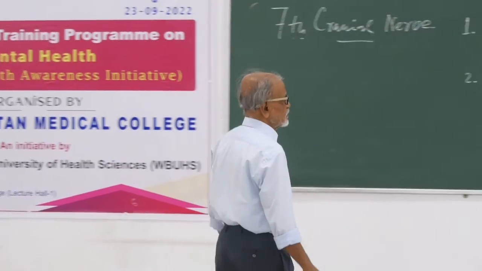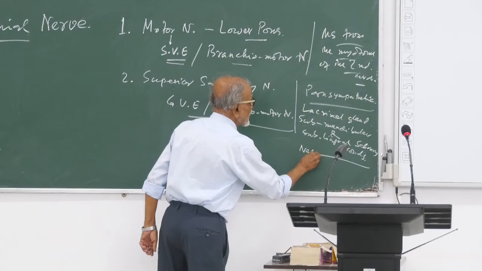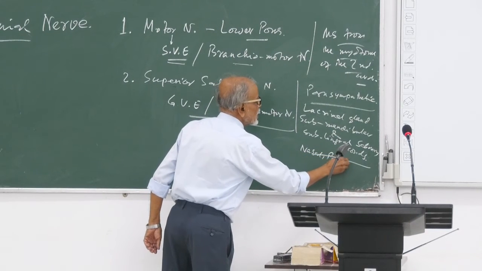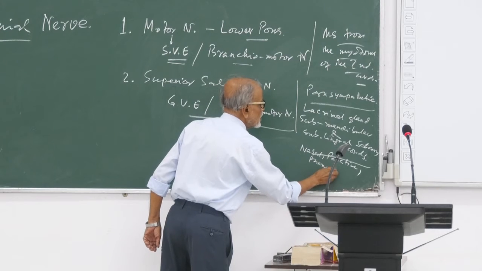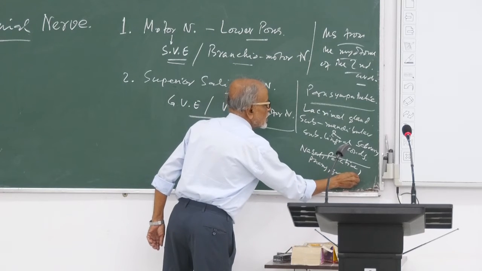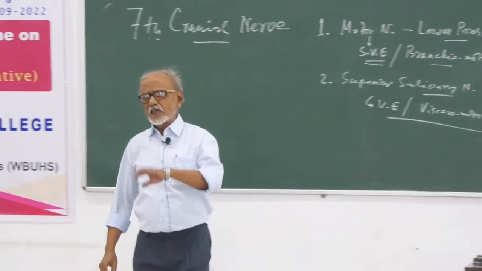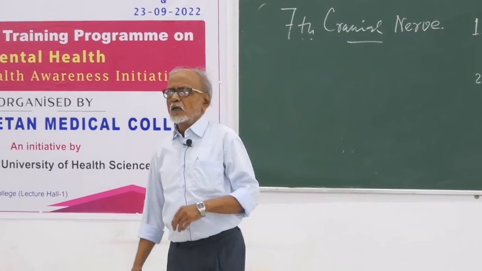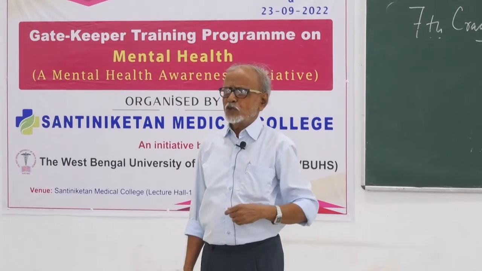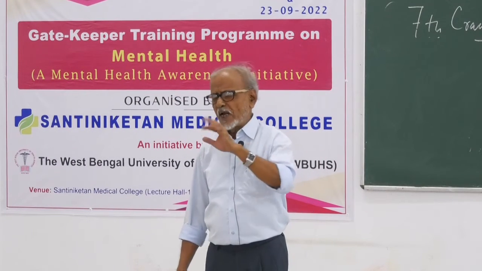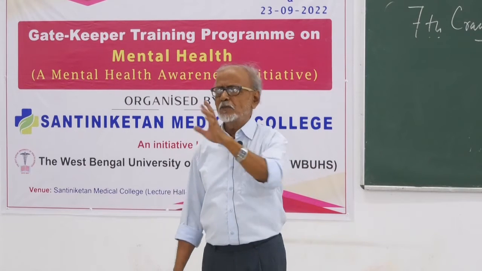The other glands are nasal, palatine, pharyngeal glands. There are glands in the nasal cavity, glands in the palate, glands in the nasopharynx, you know. So all such glands will be supplied from this nucleus and by its parasympathetic fibers.